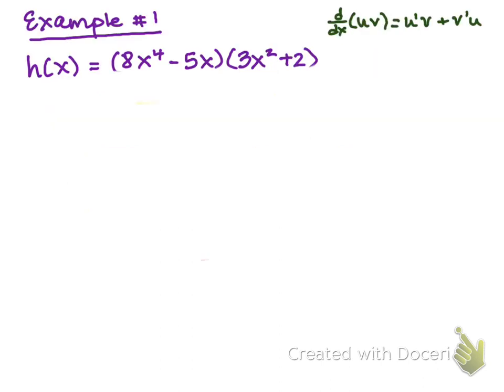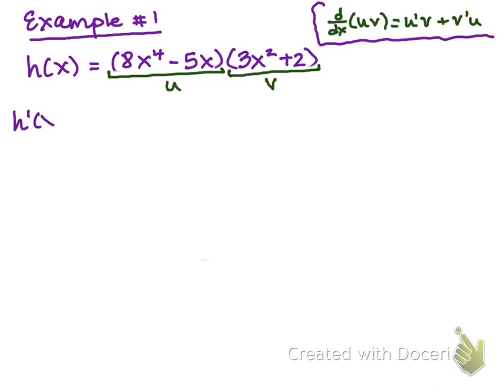Okay, so I have an example here. I have the formula written up in the top corner here, so I can reference it if I need to. The first thing I'm going to do is identify one of my functions as u and the other of my functions as v. So let's call this part u and this part v. Okay, now it is simply a matter of looking at my formula and taking the derivative.